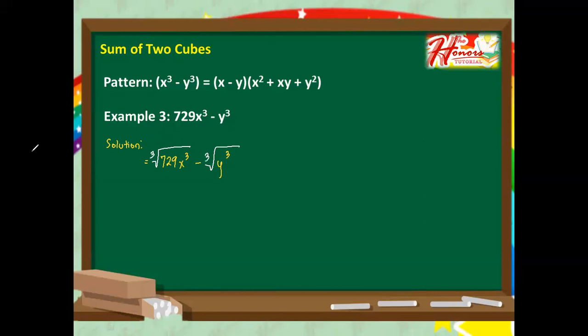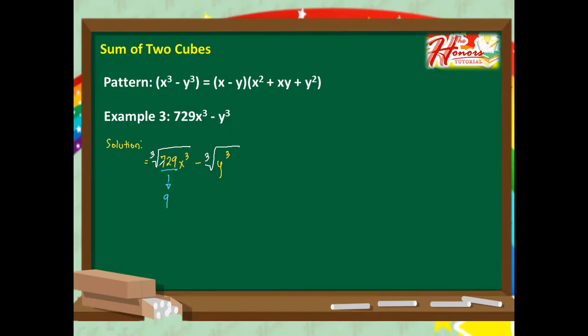Let's have first the cube root of 729, the numerical coefficient of x cubed. To solve for the cube root of 729 without a calculator, I want you to think of a number that, when you raise it to 3, is equal to 729. That is 9, correct.